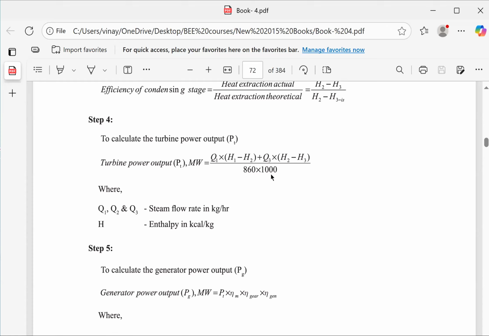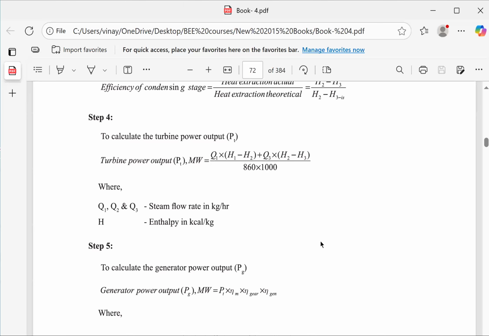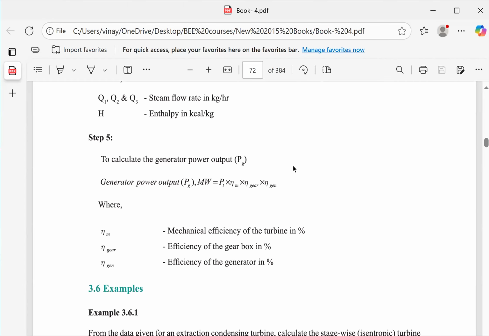Now, why this 1000? Because the steam parameters many times are given in tons and you have to convert them into kgs. Remember, when calculations are done in total, you must keep the units in the numerator and denominator the same, right? So Q1, Q2, Q3 are in kg per hour, enthalpy in kilocalories per kg, and this is the 860 into 1000.